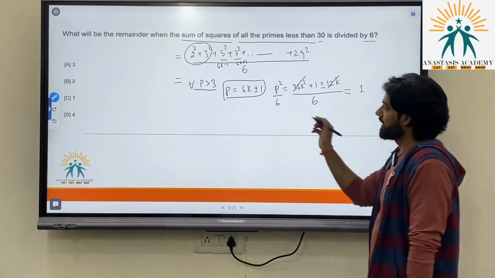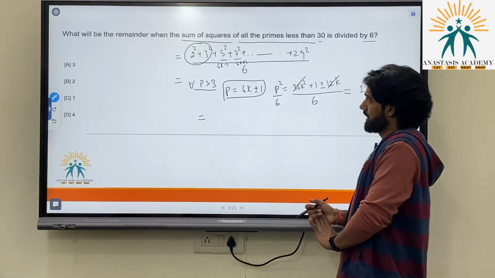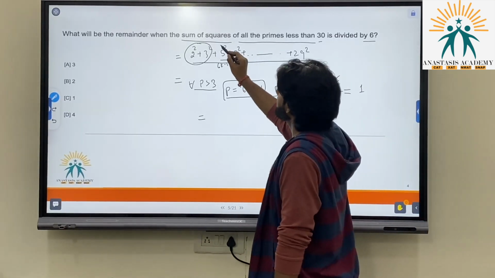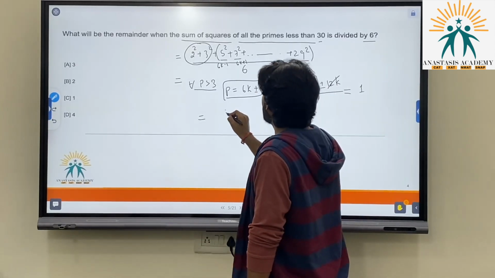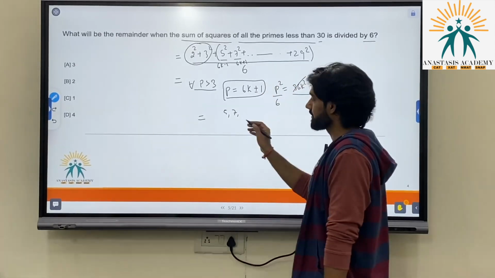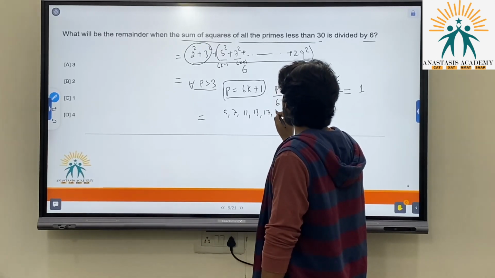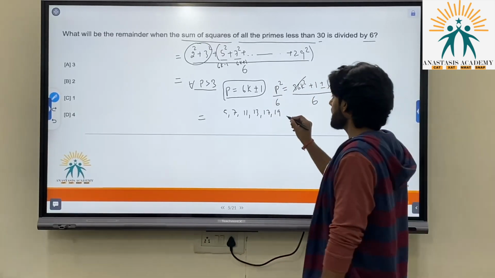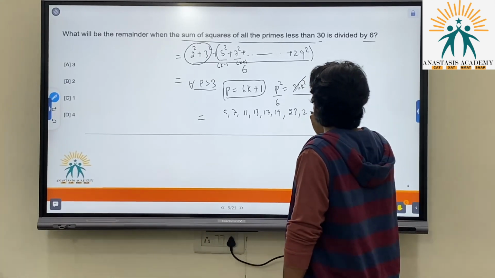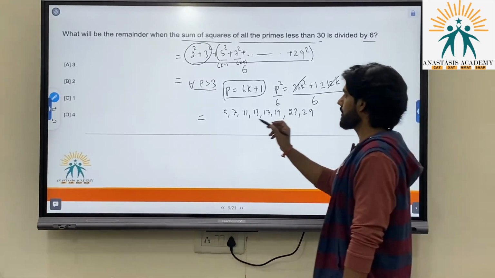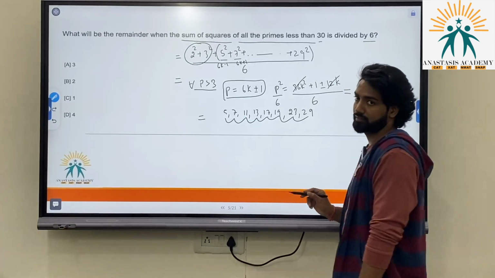1. Now, how many prime numbers are there? I have to calculate how many prime numbers are greater than 3 and less than 30. So 5 and 7 are less than 10. Then 11, 13, 17 and 19, 4 prime numbers between 10 and 20, and then 23 and 29, 2 more. So how many? 1, 2, 3, 4, 5, 6, 7 and 8.